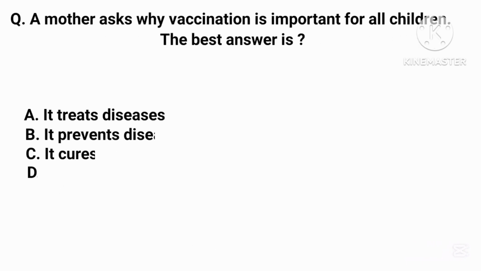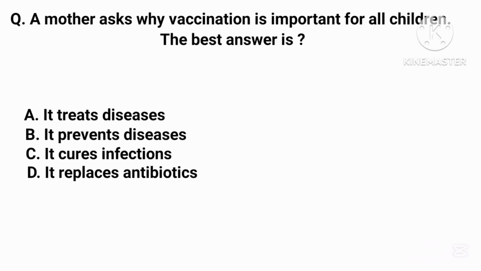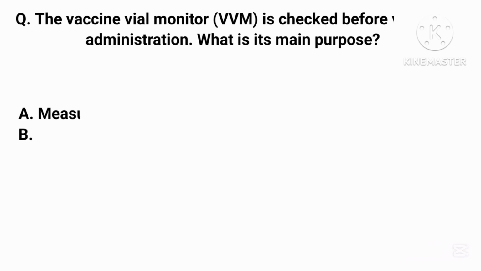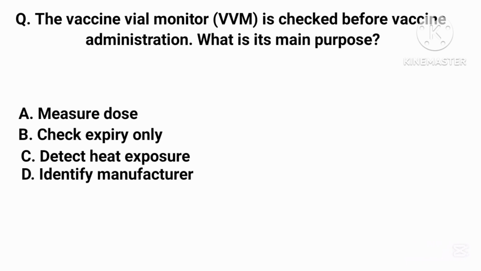A mother asks why vaccination is important for all children. The best answer is, correct answer is option B. It prevents diseases. The vaccine vial monitor is checked before vaccine administration. What is its main purpose? Correct answer is option C. Detect heat exposure.